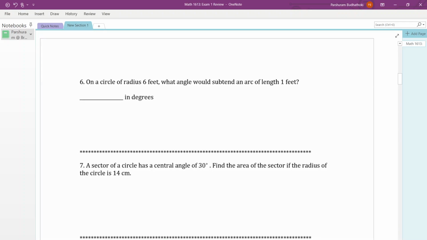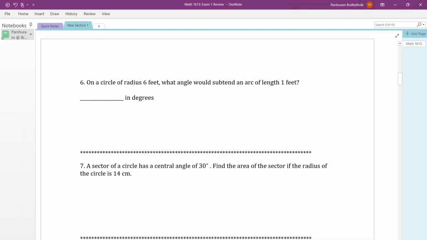On a circle of radius 6 feet, what angle would subtend an arc of length 1 feet? So you have a circle, and the radius of this circle is 6 feet. That's the radius. You need to find out the angle, this angle, such that the arc length, meaning this length, is 1 feet.